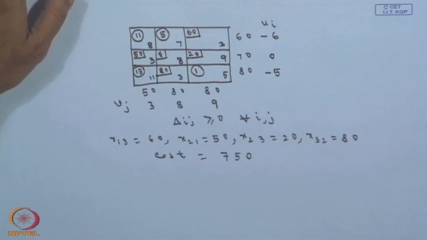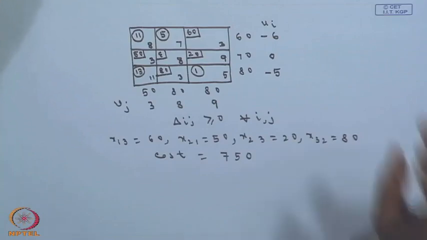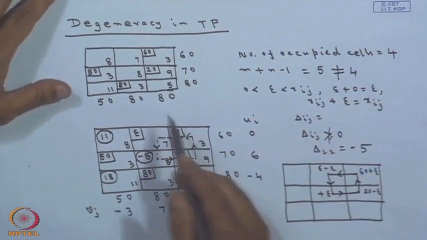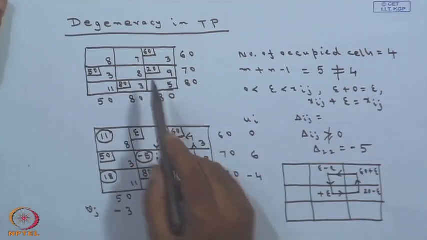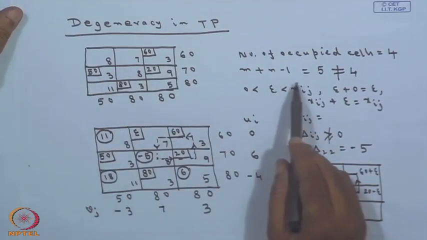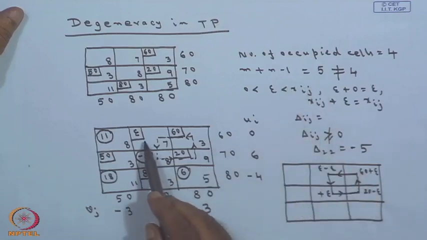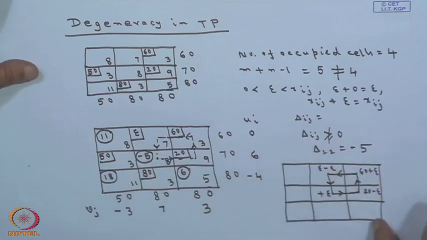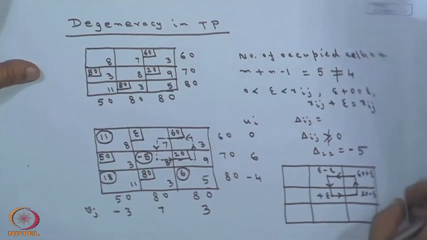So, therefore, whenever you are having degeneracy, please note this one from here. Whenever you are having degeneracy, that means the number of occupied cells is not equal to m plus n minus 1, you are allocating one small positive quantity epsilon in one of the cells and you are repeating the process like this, whatever we have discussed.